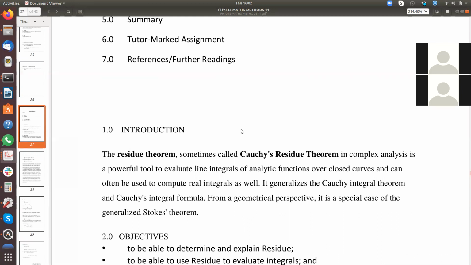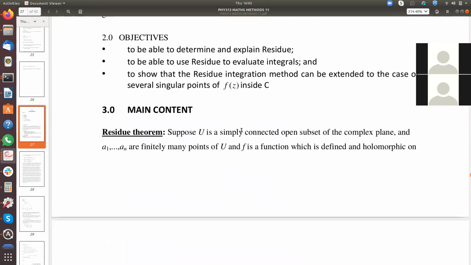The residue theorem is also called the Cauchy residue theorem. In complex analysis, it is a powerful tool used to evaluate integrals of analytic functions over closed curves, and it can be used to compute real integrals as well. It generalizes the Cauchy integral theorem and Cauchy integral formula from a geometrical perspective. It is a special case of the generalized Stokes theorem. Now, the main content is the residue theorem.